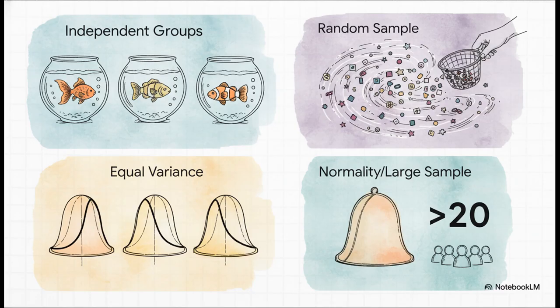Second, you need a random sample. Third, the data spread, or what we call variance, needs to be roughly the same in each group. And finally, your data in each group should look something like a bell curve. Or you just need to have a pretty big sample. Usually more than 20 people per group does the trick.